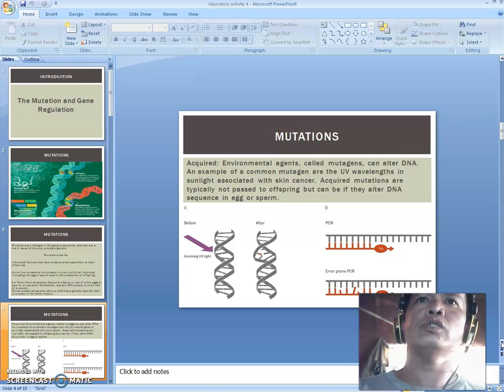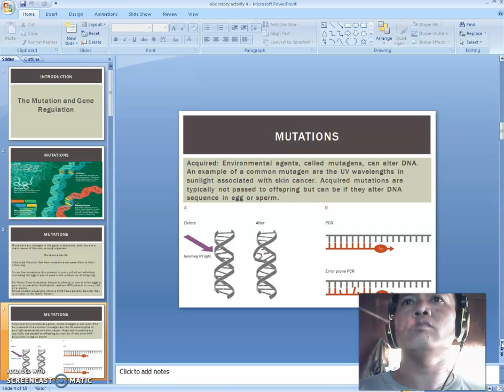And some mutations are acquired. Environmental agents called mutagens can alter DNA. An example of a common mutagen is the UV wavelengths in sunlight, associated with skin cancer. Acquired mutations are typically not passed to offspring, but can be if there is an altered DNA sequence in the egg or sperm.